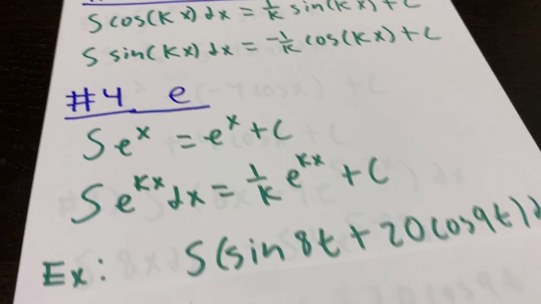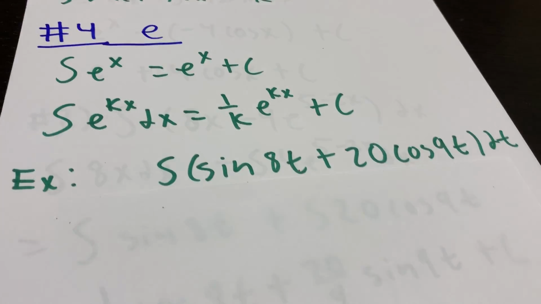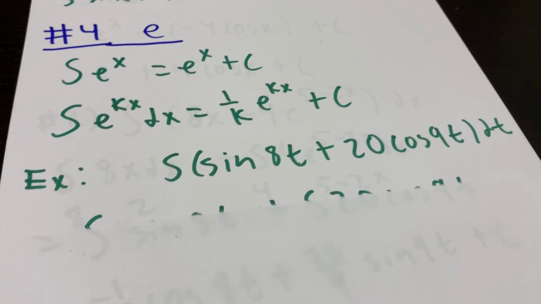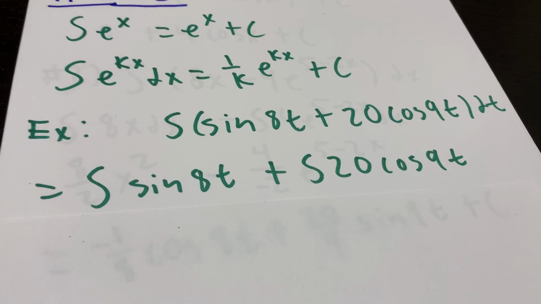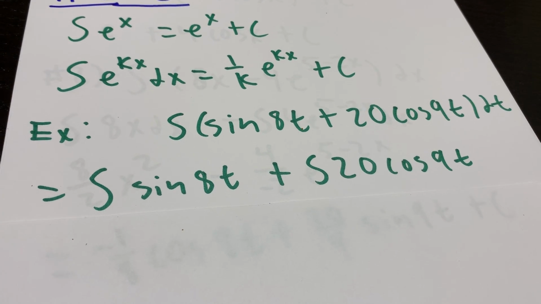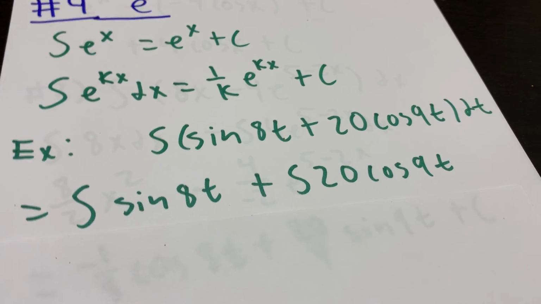So an example of this would be the integral of sine of 8t plus 20 cosine 9t. And then you split it up from the rules we were talking about earlier: the integral of sine 8t, plus the integral of 20 cosine 9t.